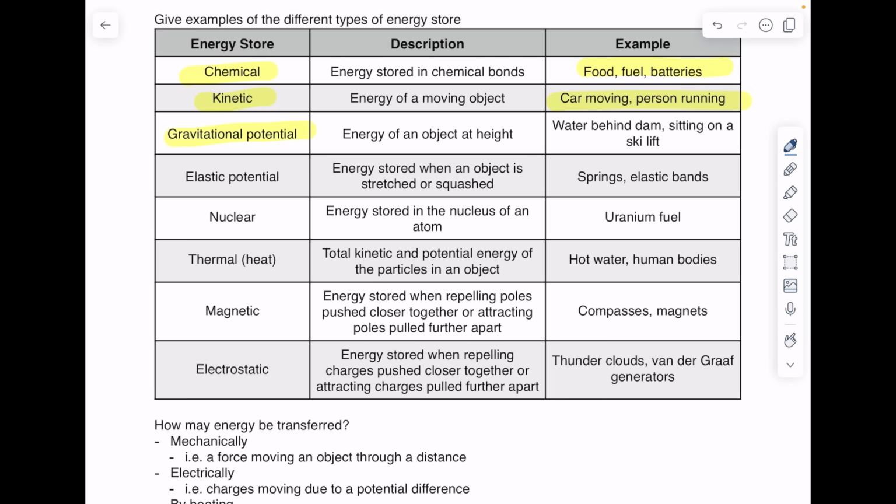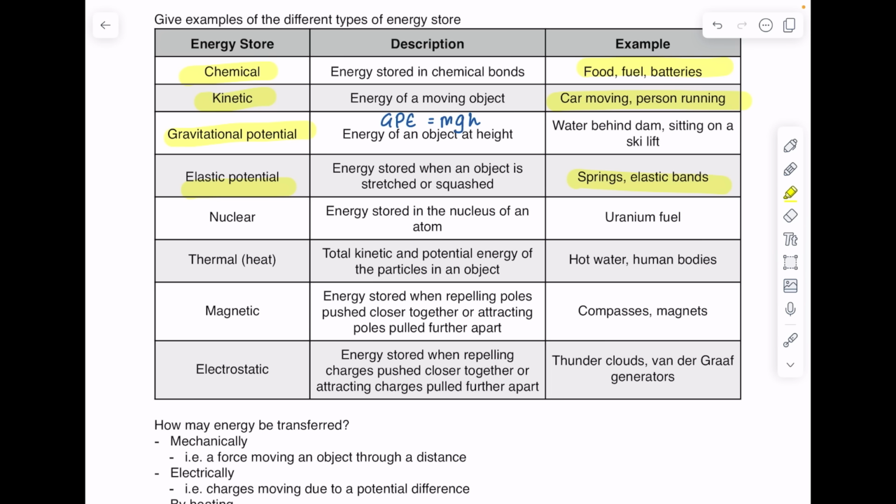The higher up they go, the greater the gravitational potential store, but according to this equation, gravitational potential energy equals mass times gravitational field strength times height. So obviously, as the object increases in height, that GPE will increase. Elastic potential is energy stored when an object is stretched or squashed. Springs and elastic bands contain elastic potential energy. You'll come across that in Hooke's law, which remember is all to do with the directly proportional relationship between spring length and load added to the spring.